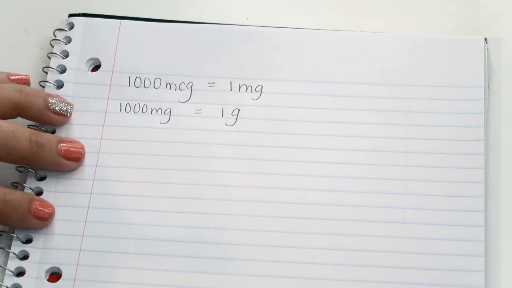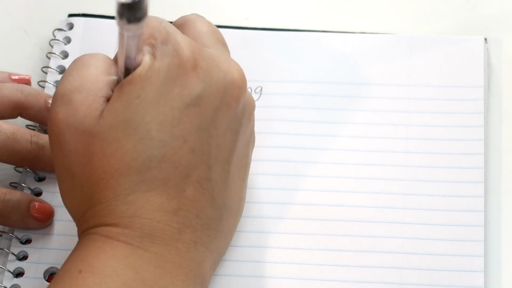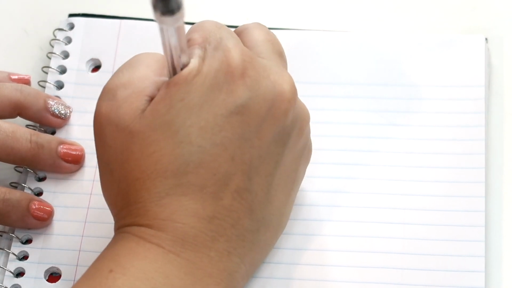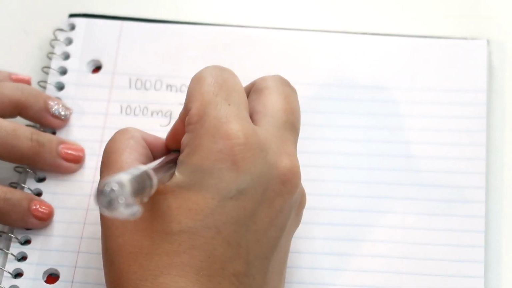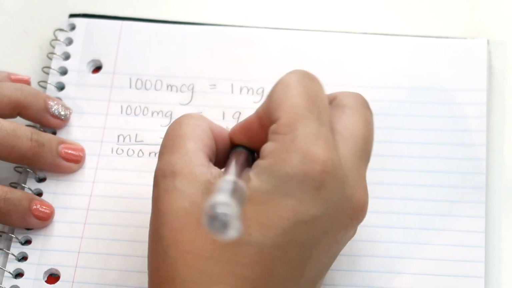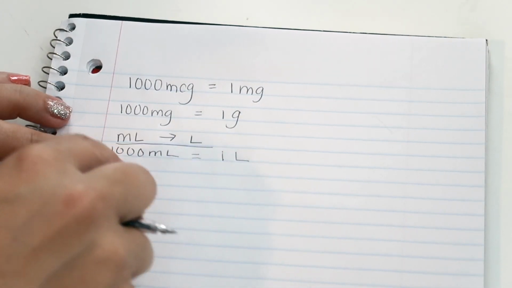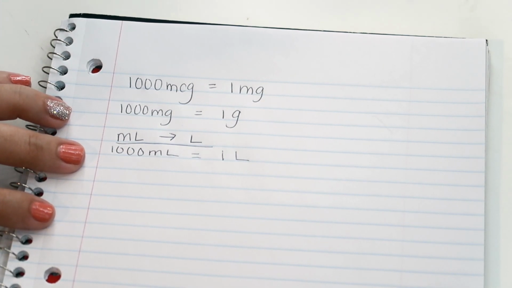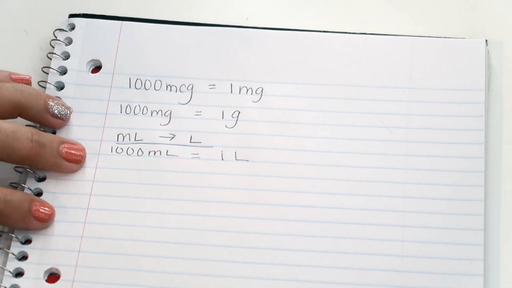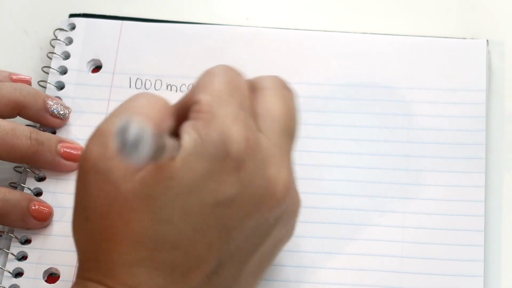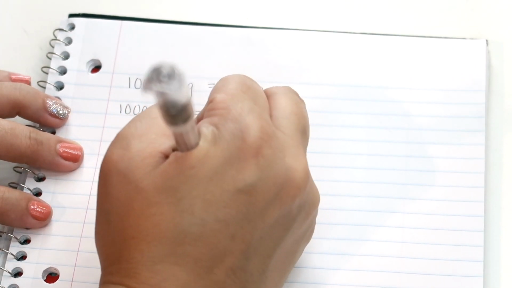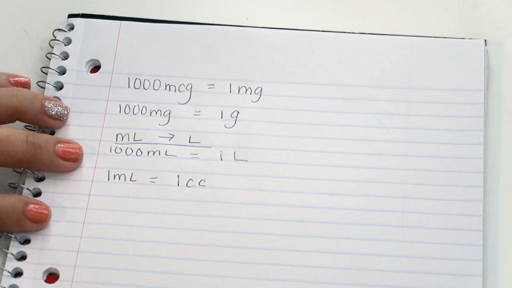Next, we're going to do milliliters. Milliliters is smaller than liters. So we're going to do the milliliters to liter conversion. 1,000 milliliters equals 1 liter. You will see this a lot, especially for IV fluids and things like that. It's just something you have to commit to memory. Again, you'll see thousands, thousands, thousands, 1, 1, 1. Very simple. Okay, so we want to do 1 milliliter, since we're on the liters side, equals 1 cc. They are the same, it's just labeled differently.